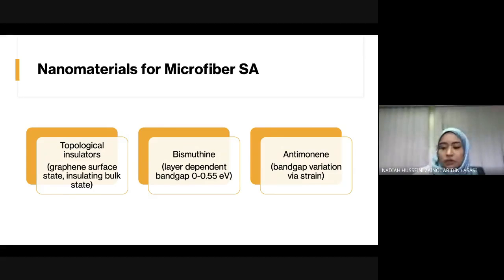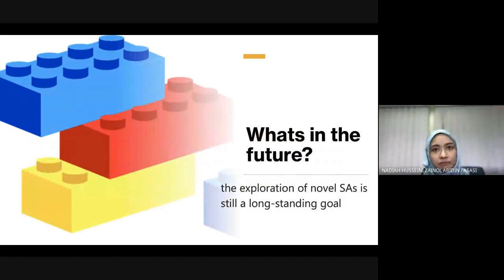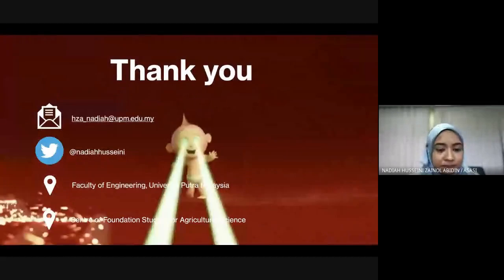So what are my thoughts about this topic, right? What's in the future? The exploration of novel SAs is still a long-standing goal. We have a lot of materials that have not yet been explored. And scientists have predicted that we can get novel materials by stacking these different nanomaterials on top of each other like Legos to get a new material. So we should also look into that direction for our SAs. So I think with that, I would like to end my sharing, and thank you very much for listening. That is all.